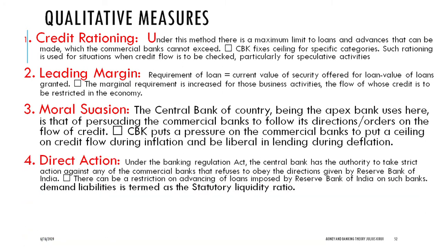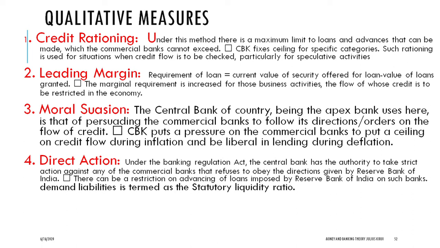Direct action under the Banking Regulation Act. The central bank has the authority to take strict action against any of the commercial banks that refuses to obey the direction given by the Reserve Bank or the Central Bank of Kenya. There can be a restriction on advancing of loans imposed by the Reserve Bank of India on such banks.